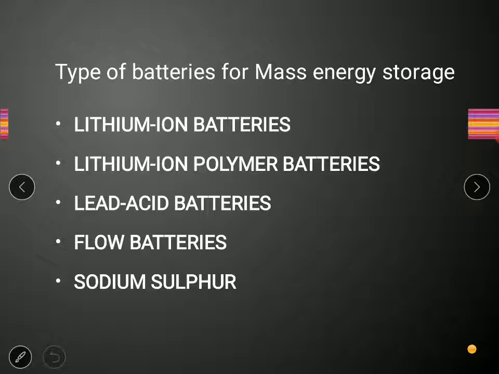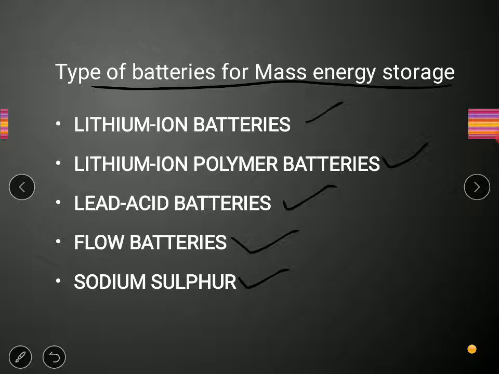But there are different kinds of batteries for mass energy storage. So we have already seen or talked about these batteries before. Some of the most common batteries that are used for energy storage are the lithium-ion batteries, the lithium-ion polymer batteries, the lead-acid batteries, flow batteries, and sodium-sulfur batteries. But I think in lead-acid batteries we have also discussed the different kinds which are present.